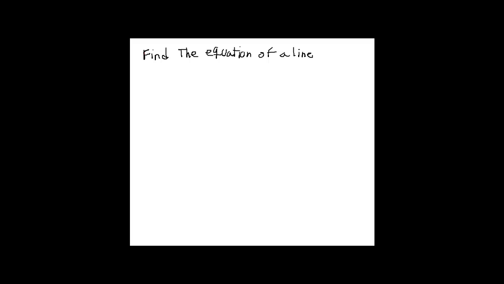you have to ask yourself, do I know the point? Do I know the slope? These are the two questions you ask yourself. And there are two ways we can write the equation of the line. One would be to use the point-slope formula, which is y minus y1 is equal to m times x minus x1.